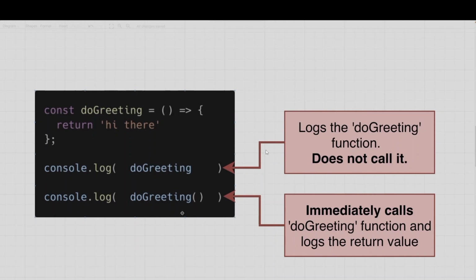You can see that the first logs the doGreeting function, but does not call it. Example number 2 immediately calls the function and logs the return value. For example, whenever we render the App component, the first one only gives a reference to the doGreeting function and will not run it. But example number 2 will instantly console.log "hi there", which is the return value of the doGreeting function, because we have put parentheses after it.